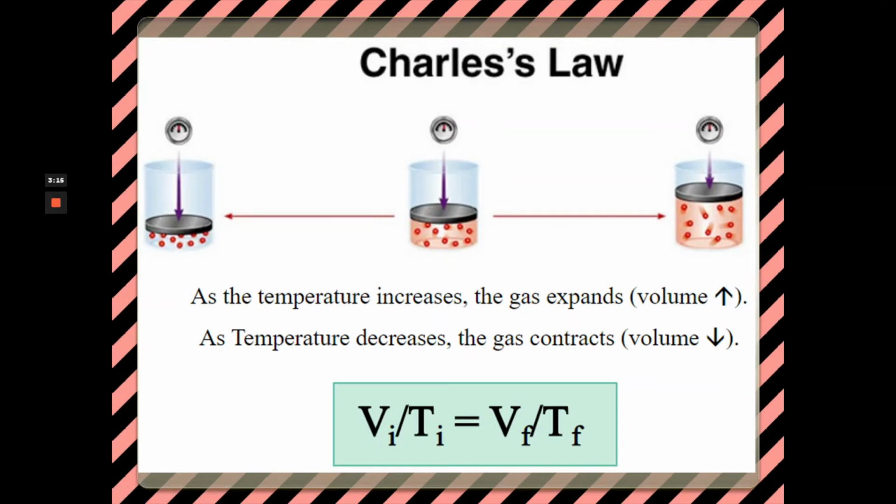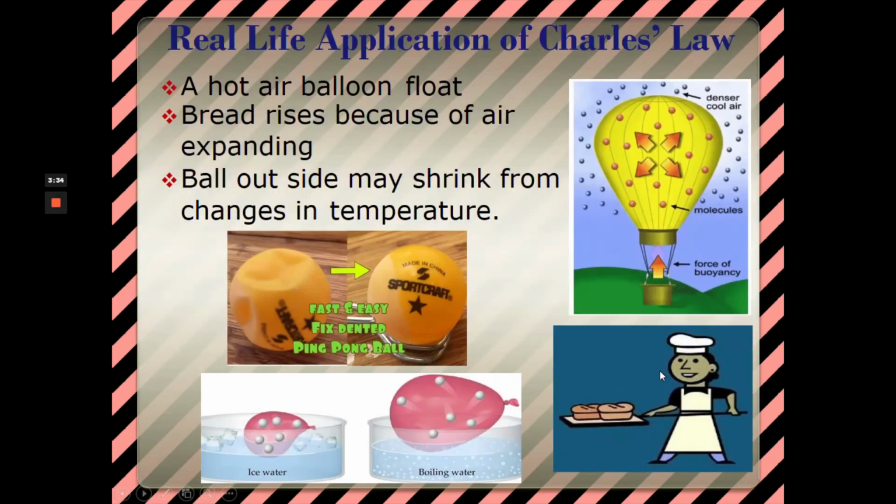It is a direct relationship between volume and temperature. As the temperature increases, the gas will expand, which means that the volume will increase. As the temperature decreases, the gas will contract, which means that the volume will decrease. Here are some examples of the real life application of Charles' law.